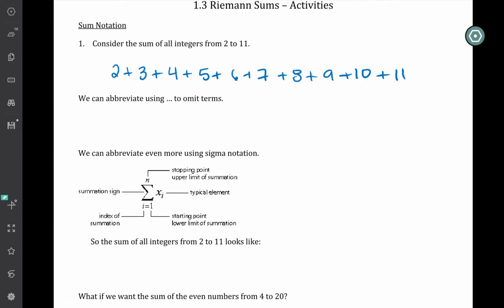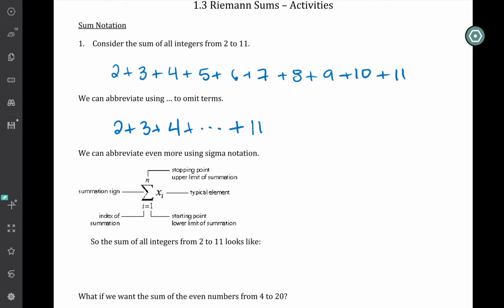One of them that you see commonly is to write down enough terms that you think you've made the pattern really clear, and then you can use ... to omit. So something like 2 plus 3 plus 4, and then we think you get the idea, and then we use ... to leave out the middle terms, and then we write the last term in the sum. So that shortens it a little.